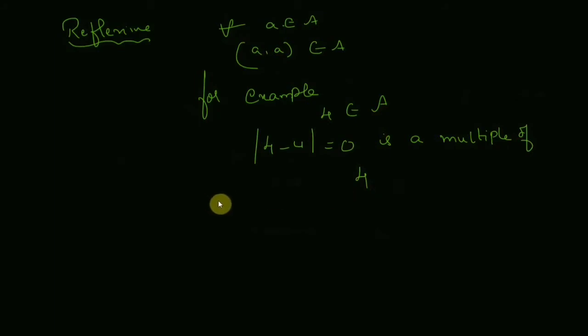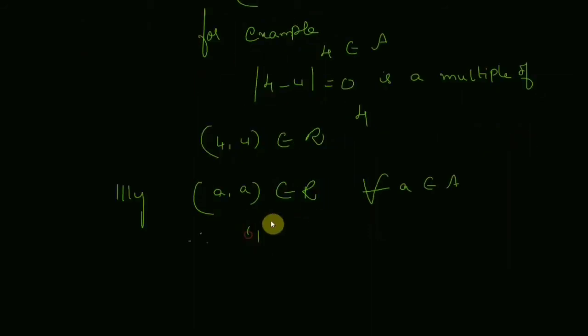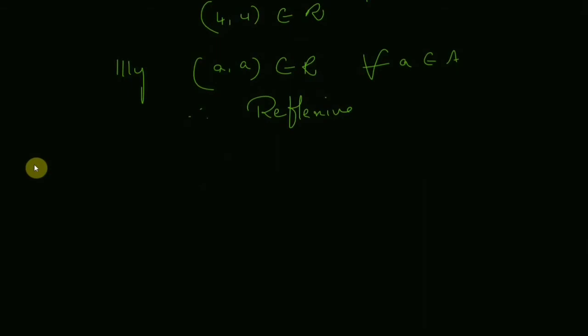What is the condition? It should be a multiple of 4. So 0 is a multiple of 4, so (4, 4) belongs to R. Similarly, for all elements, (a, a) belongs to R. Therefore, R is reflexive. Now let us check whether the relation R is symmetric.